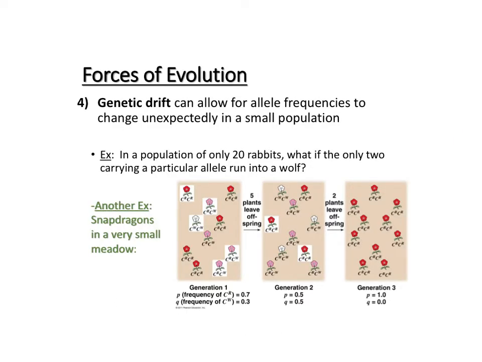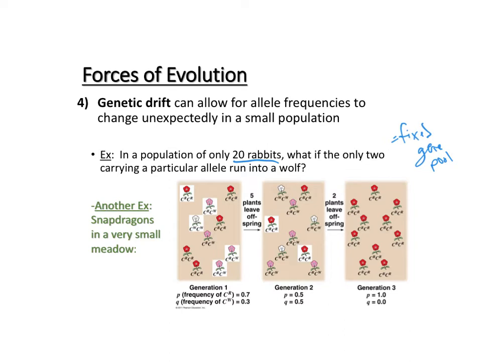Now, we mentioned one example from this slide, but now we'll get to this picture as well. The first example I mentioned right before we stopped last time was that if you have a population and it's only 20 rabbits, and only a couple of those 20 carry a certain allele, well, if a predator knocks out those couple, now we could be in a place where our gene pool is fixed, right? And there's only one allele in that group.